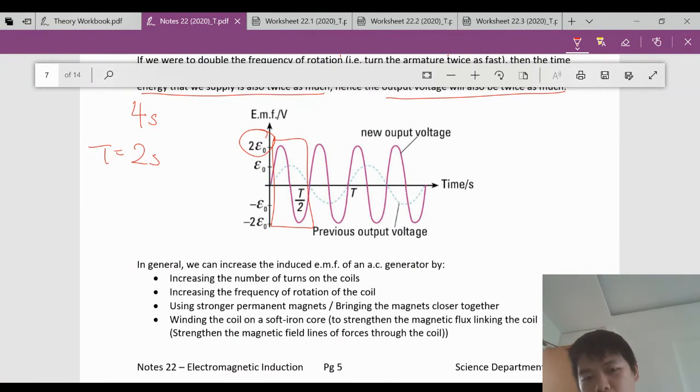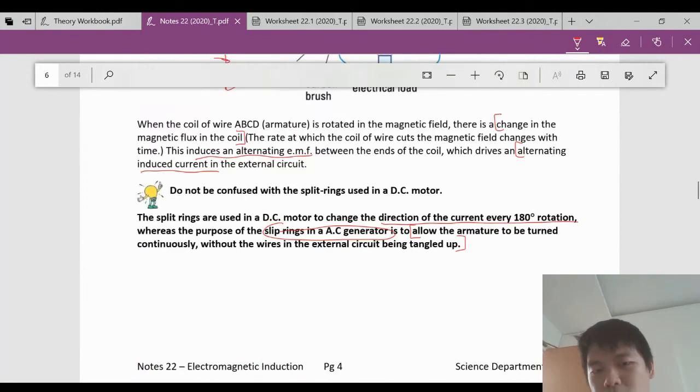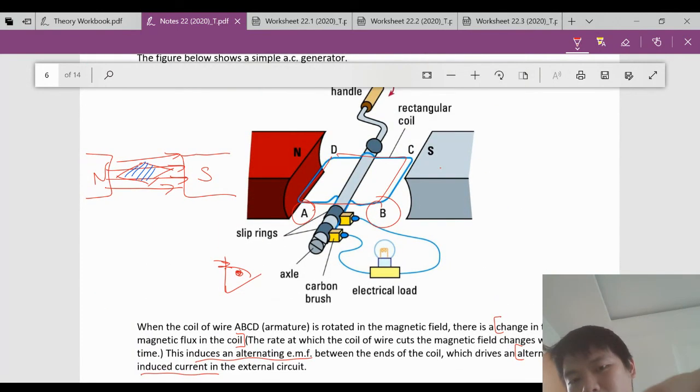So how can we increase the induced EMF for this AC generator? Increase the number of turns on the coil. So where are the turns? This is 1. You can increase many more and put around it.